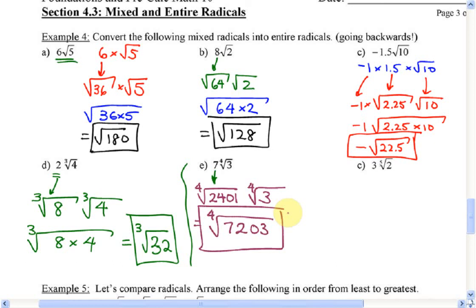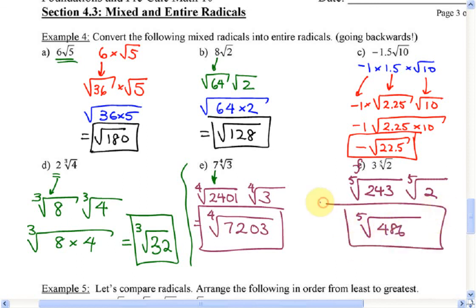All right, you try part, this should not be C, this should be part F, sorry. You try part F now on your own. Can someone help me out for part F? Yeah. What's the fifth root for 3? 243. Yeah. And then we'll multiply that by 2. What's 243 times 2? 486. Bravo. Done. Okay, one more question for today, and then we'll be done.